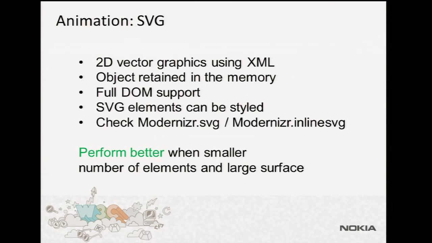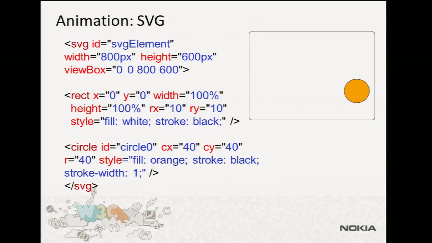When do you use SVG? When you have a smaller number of elements and a large surface. Like I said, when you create an SVG element, you have access to all the inner elements, the complete tree, so you can manipulate and access them, and it performs much better than the other option. This is how you create an SVG: simple XML tags. This is a rectangle, this is a circle.